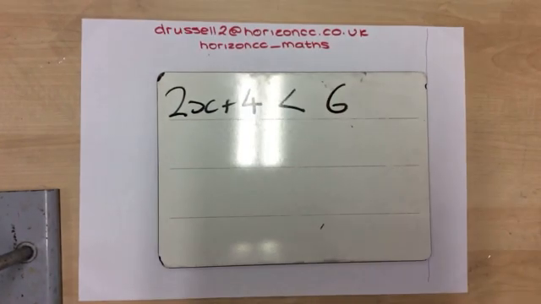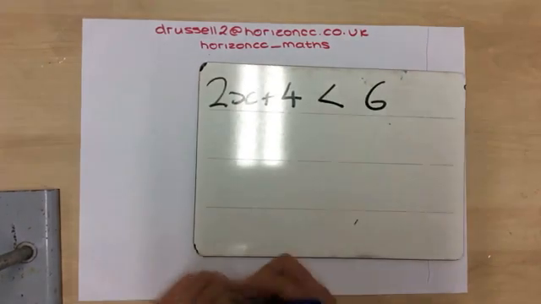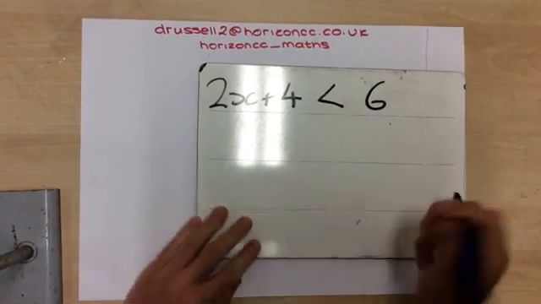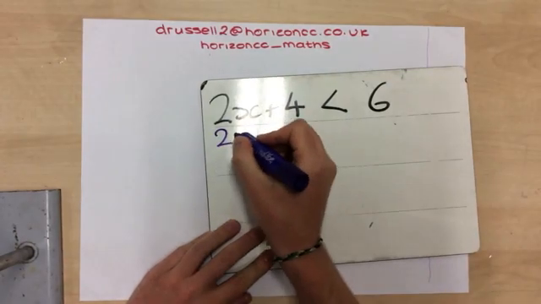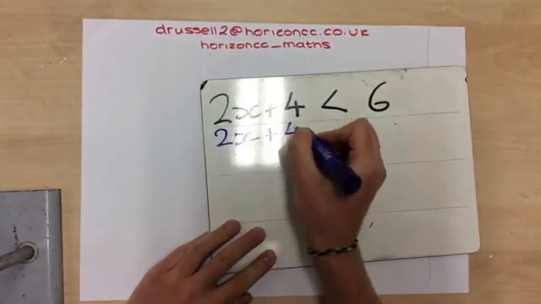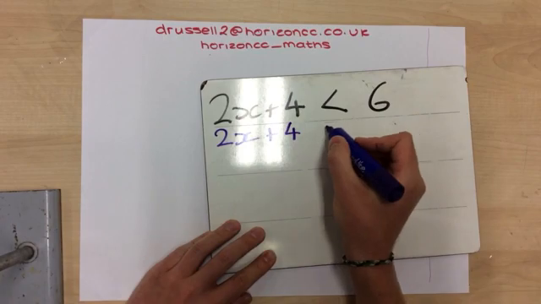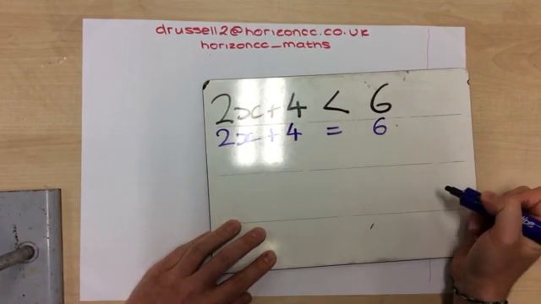Right, we are now solving an inequality. We are solving an inequality. We've got 2x plus 4 is less than 6. I'm going to treat this inequality as an equation to start with. So I'm going to write it almost identical and say 2x plus 4 equals 6.